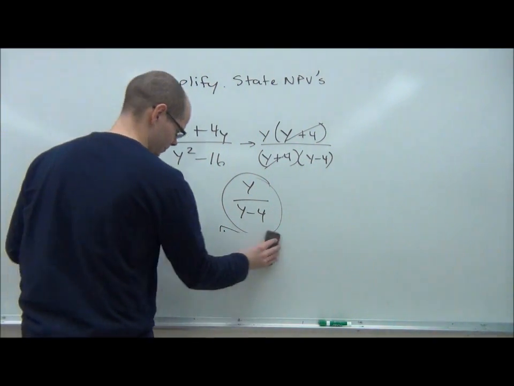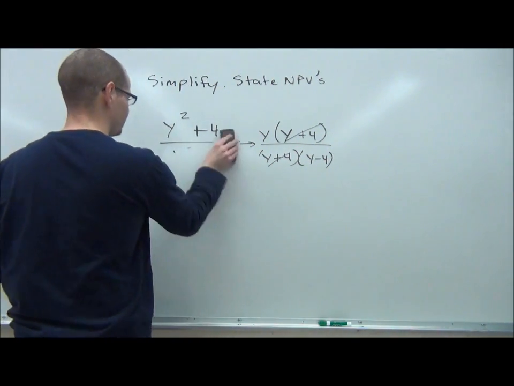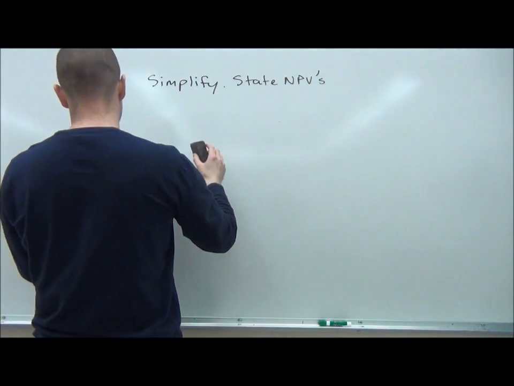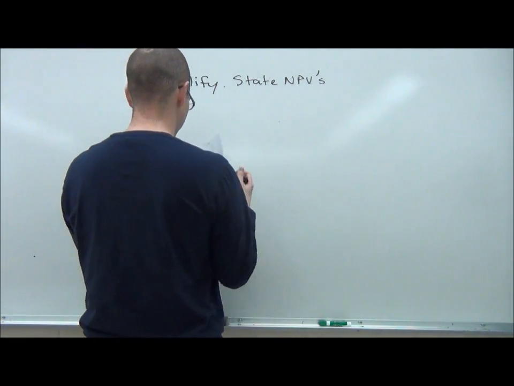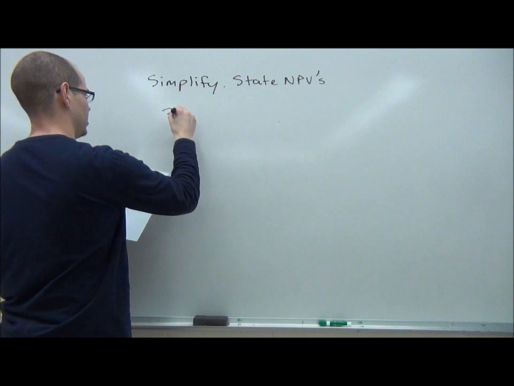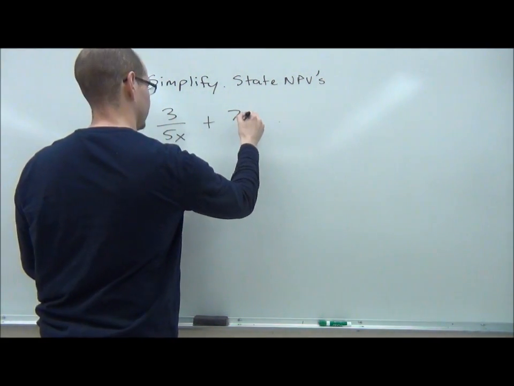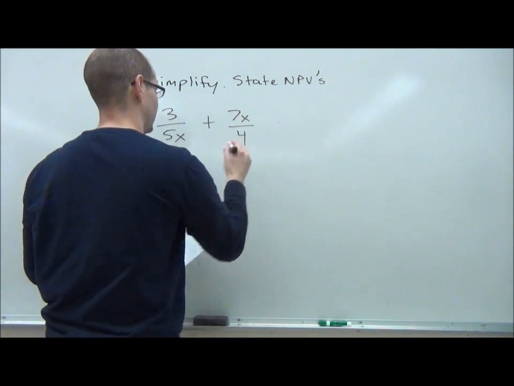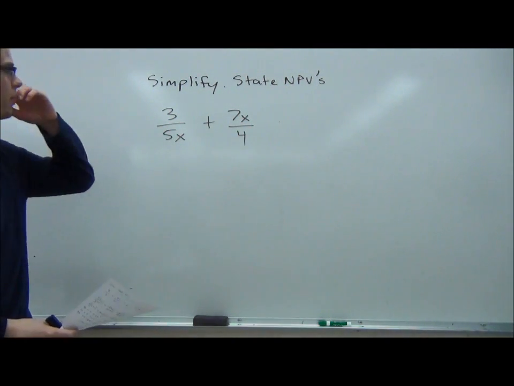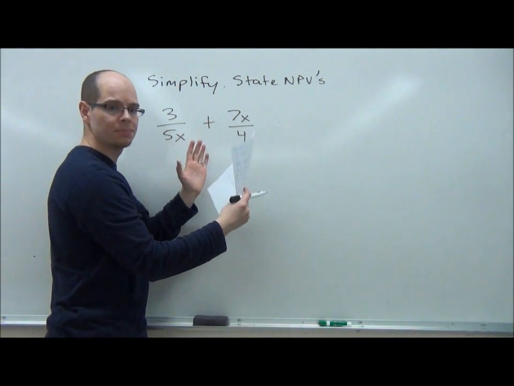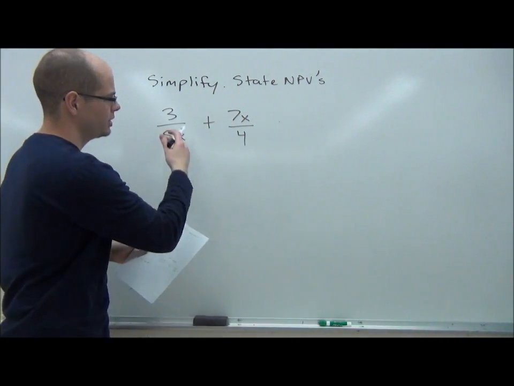Last one I'm going to look at in this part of the video is simplifying again. And again, we're going to state non-permissible values, but it's a different context. Something like this. Adding. You can simplify by adding because right now I've got two terms, but if I combine the two, it's simpler. It's only one term. So I need to add these two.